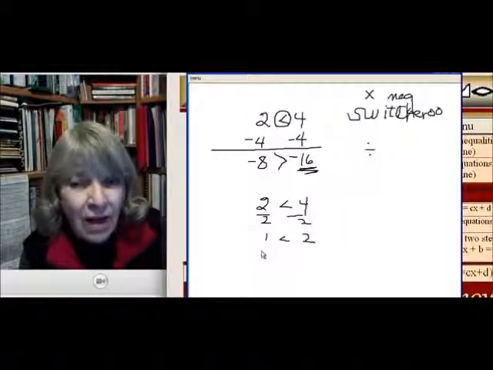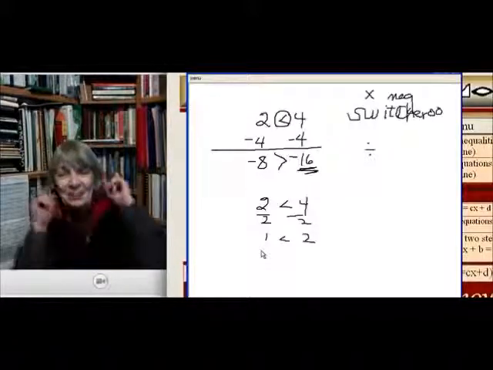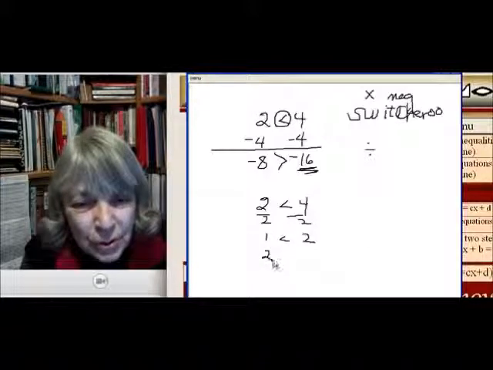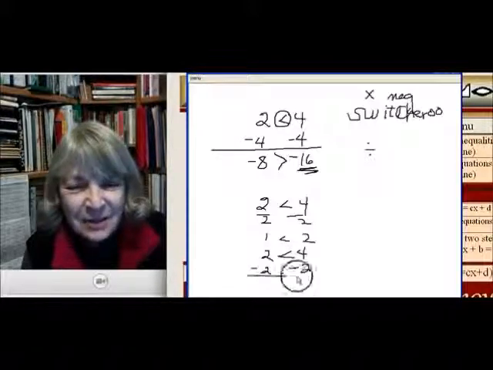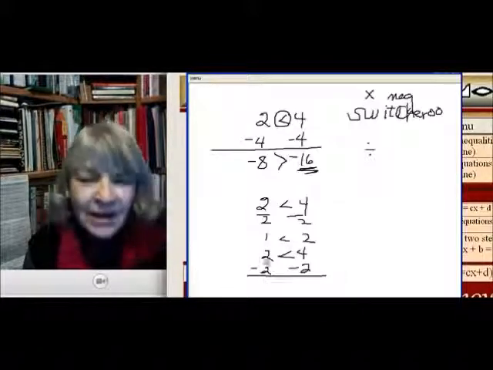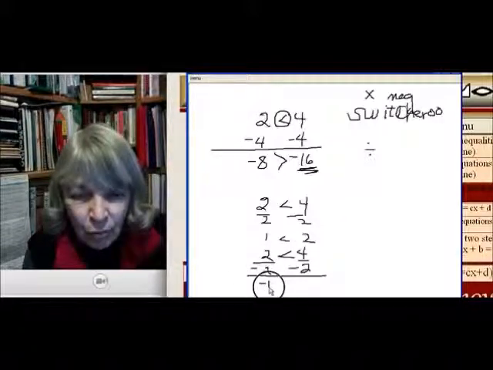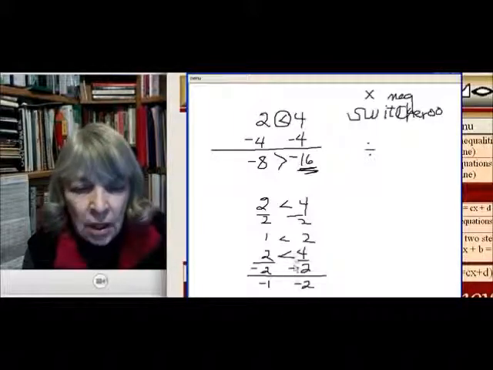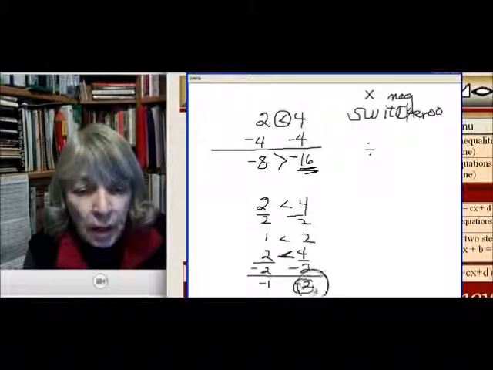But what if we divide by a negative? What if we go 2 is less than 4 and divide by negative 2? 2 divided by negative 2 is negative 1. 4 divided by negative 2 is negative 2. Now, which one is smaller? It would be this one.